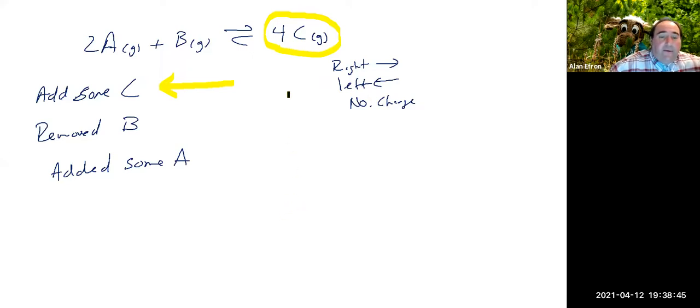Why is it really doing that? When you add more C, you're adding more products, which means all those products don't have to go hunt around to find people. There's a lot of products there. And that really kicks off the reverse reaction in this case, which is why it shifts away from it in this particular one. Any questions on that?